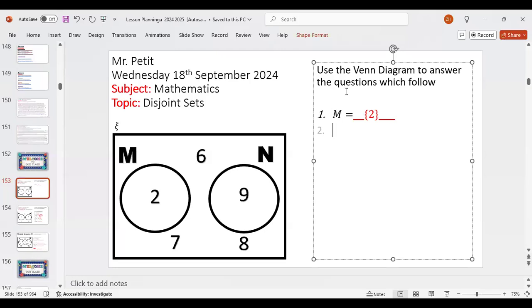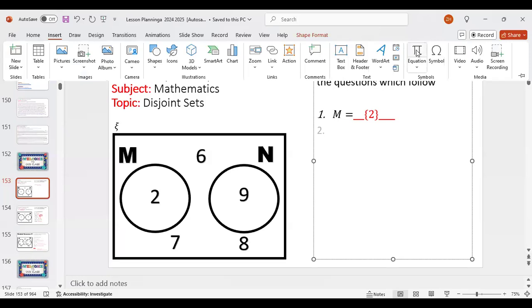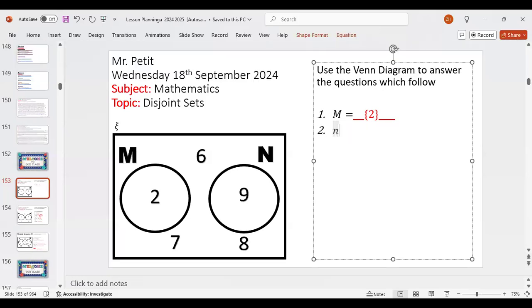All right. Now, N. Give me the answer for N. This time, everyone should get this right. Put it inside the chat, please. What is N? What are the elements of N? Everyone should get this right. Okay, good. There we go. Perfect. Now you're speaking my language. Very good. So you have to put the curly brackets.